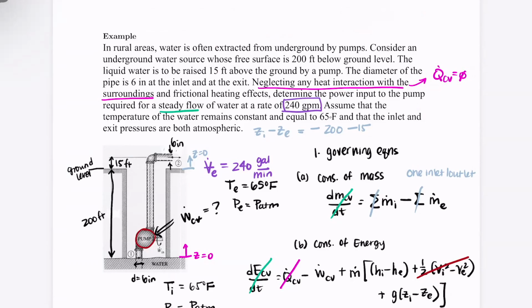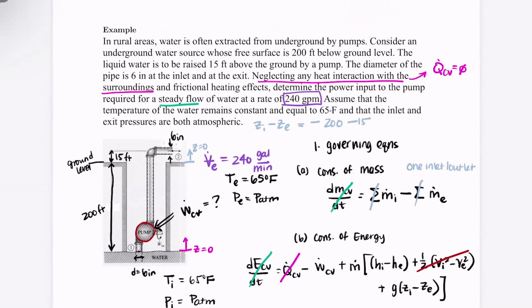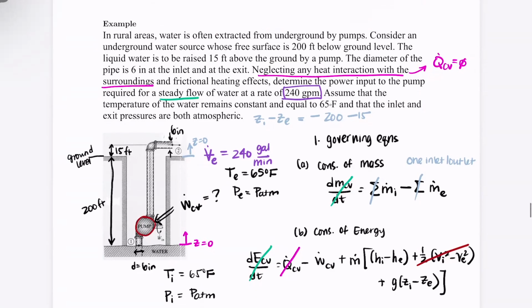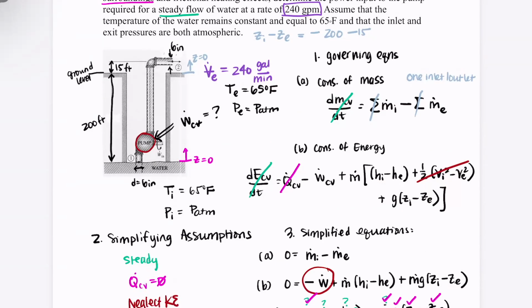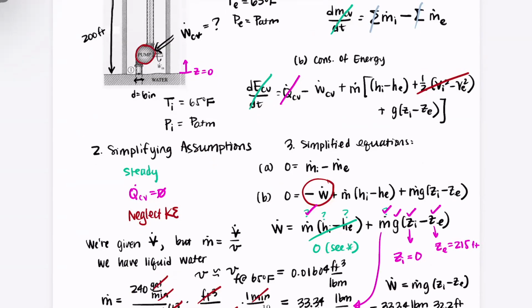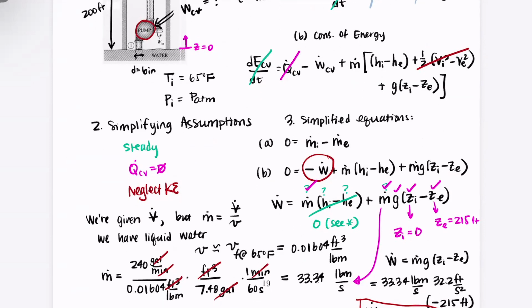Just to remind you what this example was, we were trying to find the power input to this pump. That's essentially a well pump that brings water down from a pretty long distance under the ground up to presumably a house. We used conservation of mass and energy, as well as some of the simplifying assumptions that we talked about making for these types of turbo machines, simplified our equations, and then we were able to work out what the work required for the pump input was.